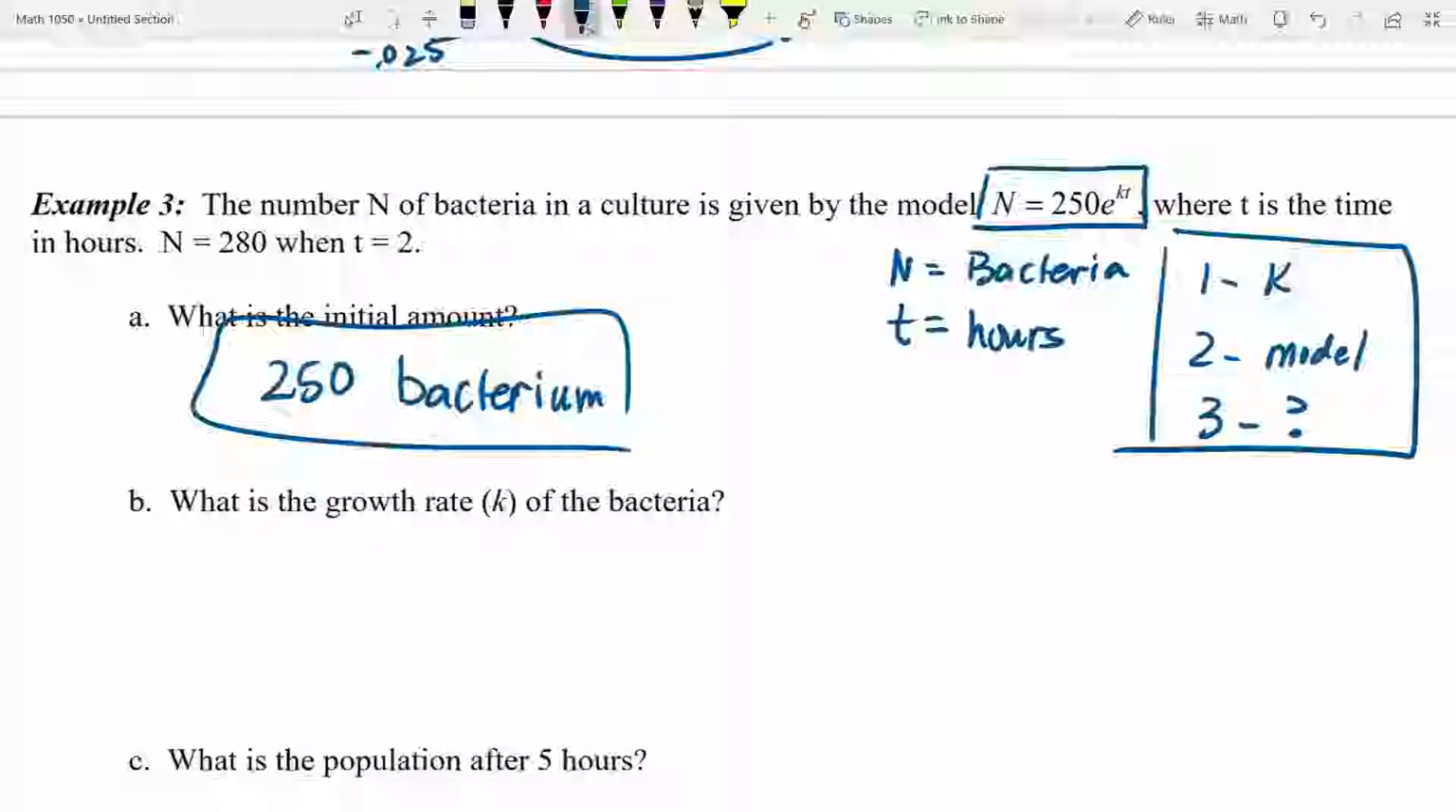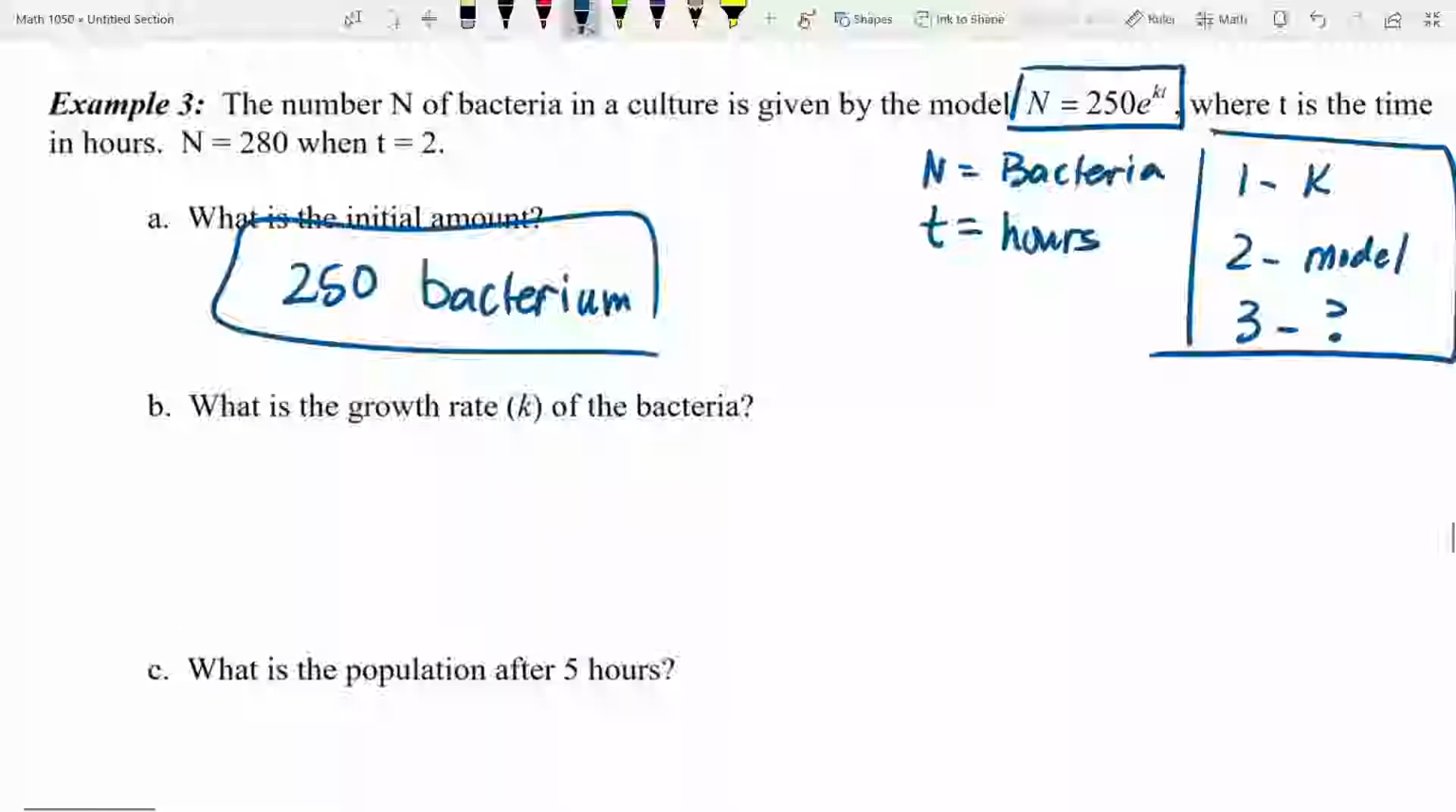Okay, so 250. Now find the growth rate. Here's what you do to find the growth rate. Everybody look right here for 2 seconds. I'm a scientist, and I've got a petri dish with bacteria, and I'm trying to see how quickly these bacteria spread in different conditions. So I start my experiment. When I begin, I have 250 bacteria.